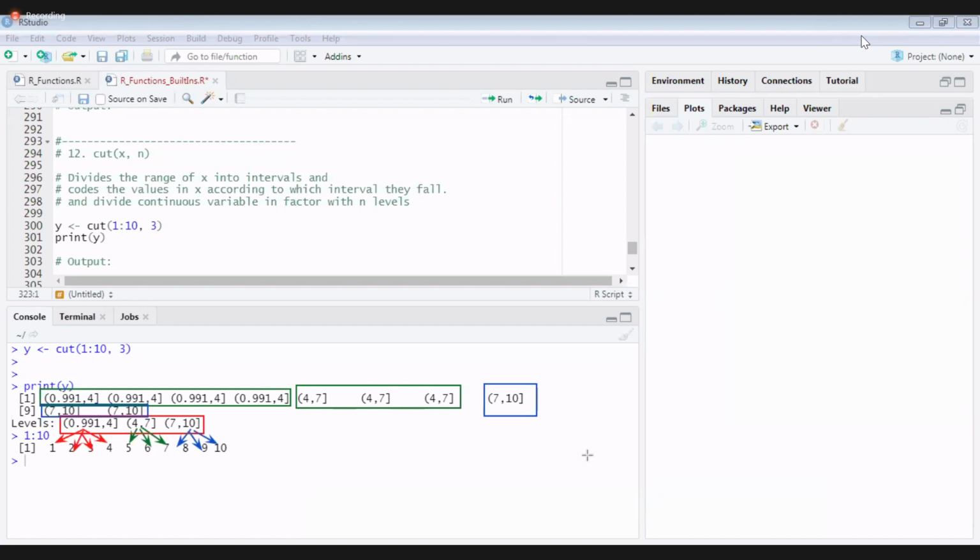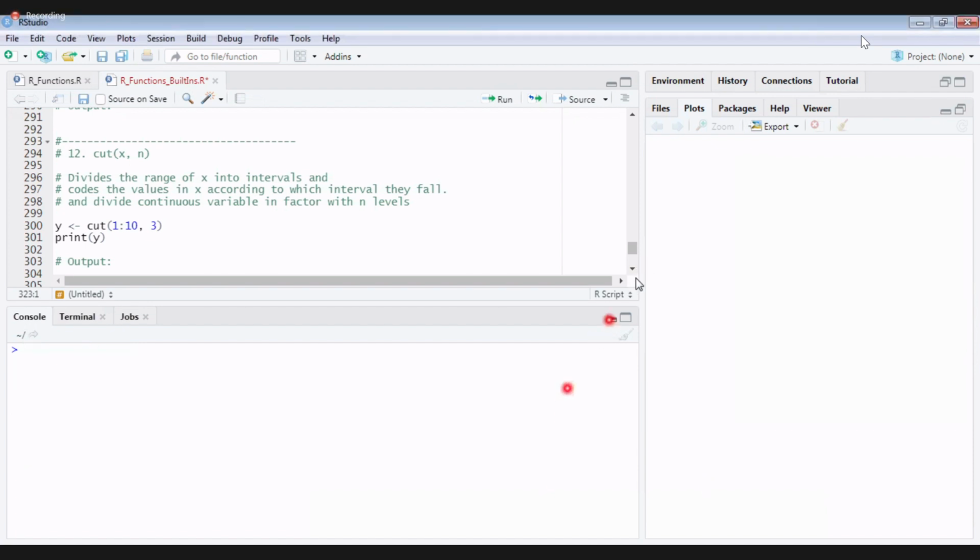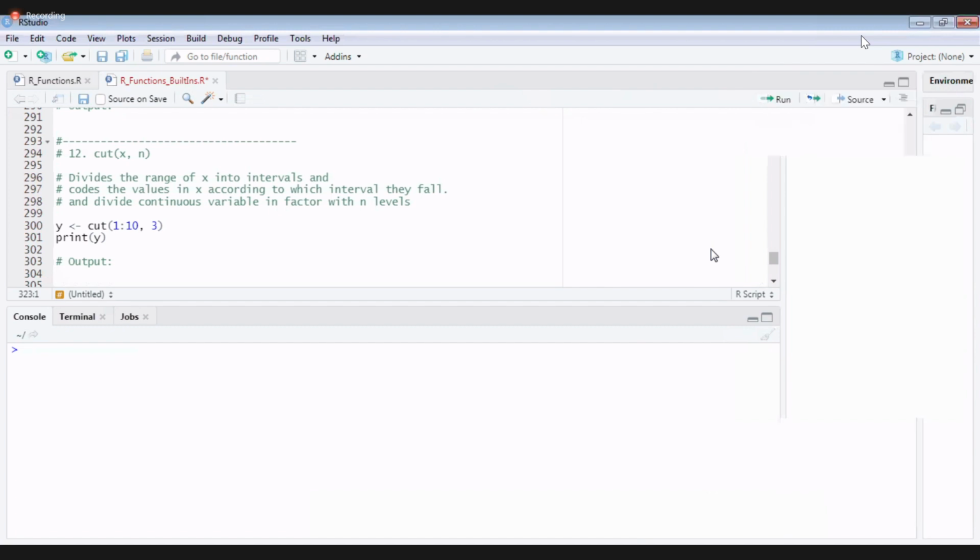Understood? Want me to explain with one more example? Now we'll do it with 4 intervals, for values 1 to 10. First I'll do the cut working.